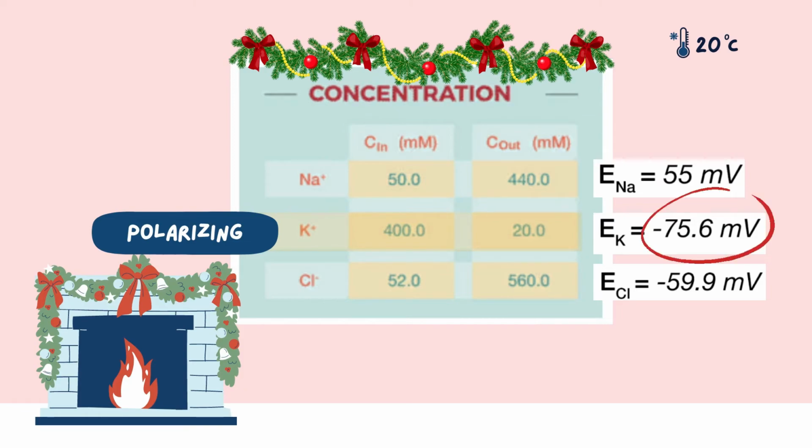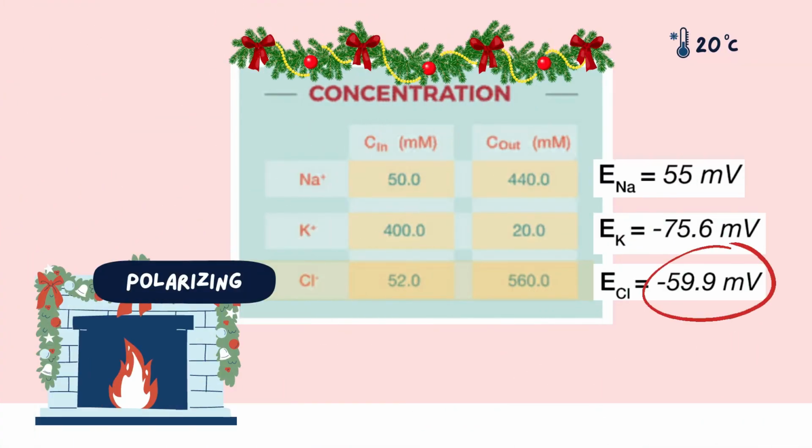Based on this gradient, potassium ions tend to move out of the cell after stimulus, thus making the inside of the cell more negative or contributing to a negative membrane potential. We can also say that this moving out of potassium ions repolarizes the cell. Based on our calculations, the electrical potential of potassium ions is negative 75.6 millivolts.